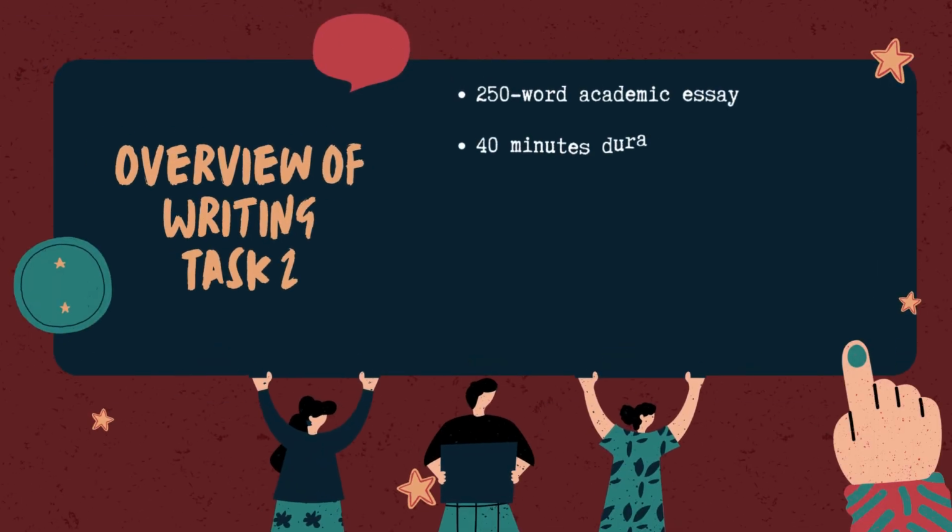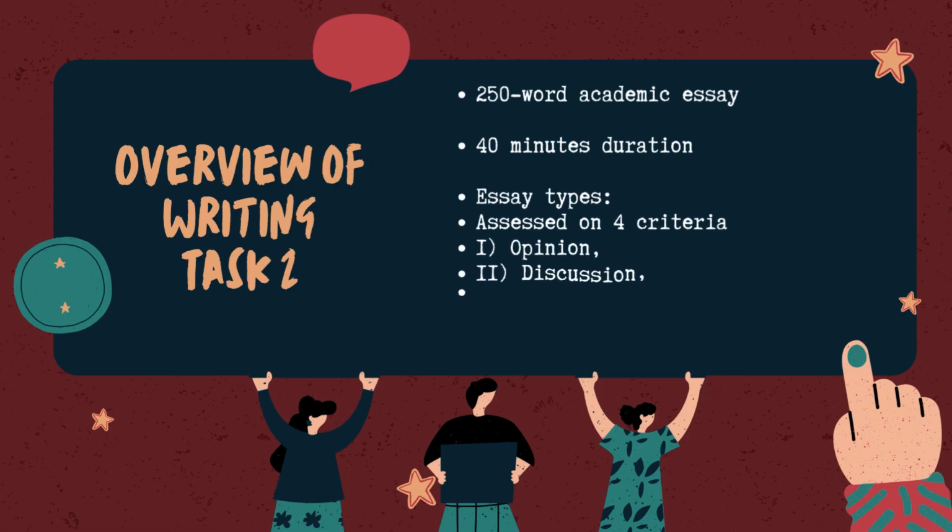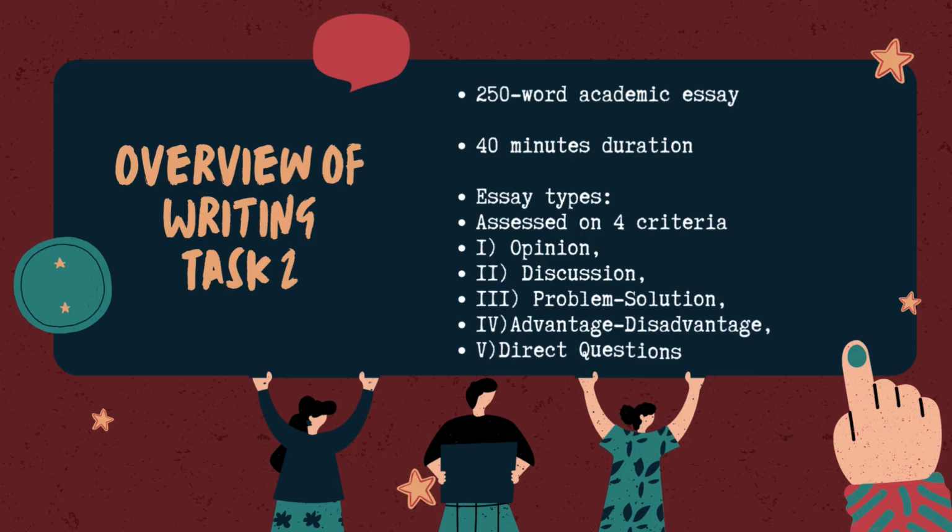It's an overview of writing task 2. You need to write 250 words. It is an academic essay and you need to write not less than 250 words, and it can be slightly more, 260 to 270, but not more than that. It will reduce your bands then. They'll give you 40 minutes duration time, and the essays are of five types: opinionated essay, discussion essay, problem solution essay, advantages and disadvantages essay, direct question essay.